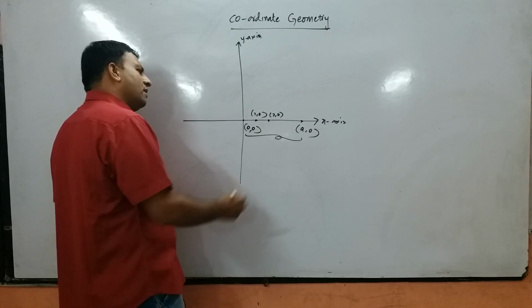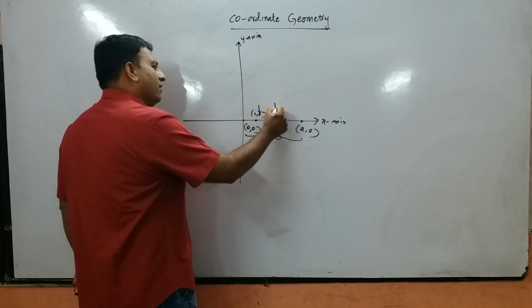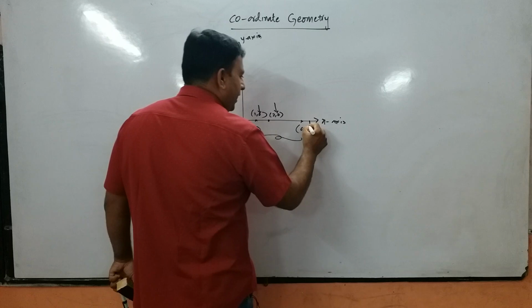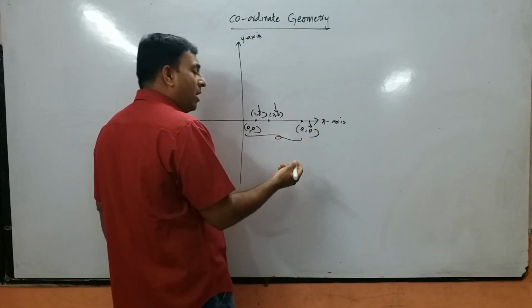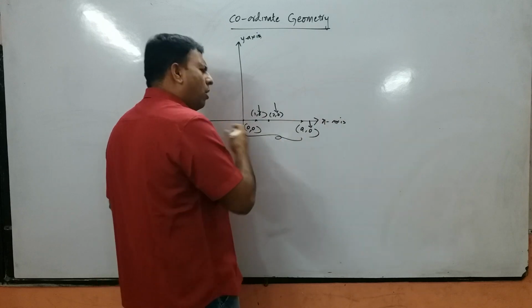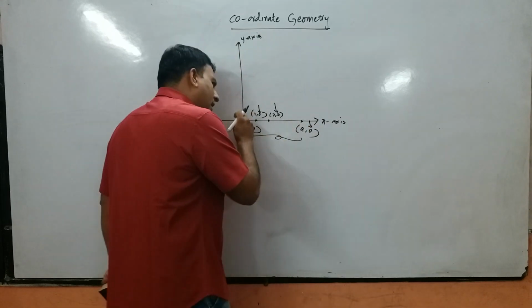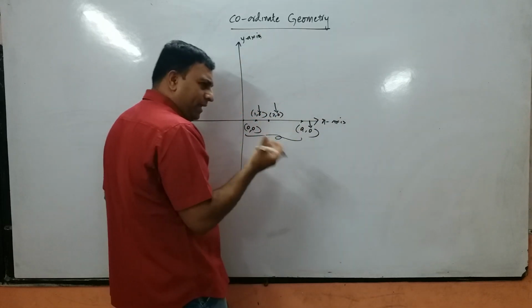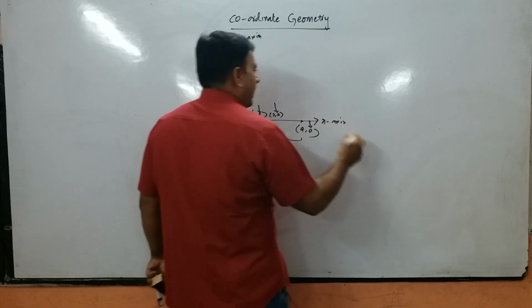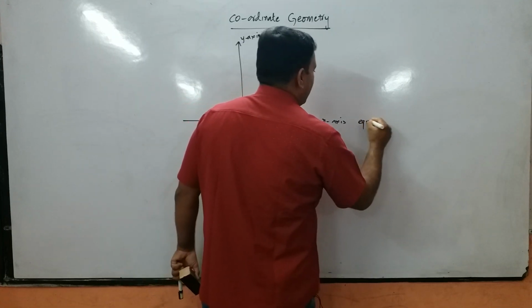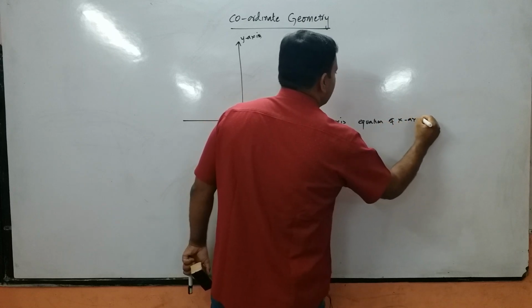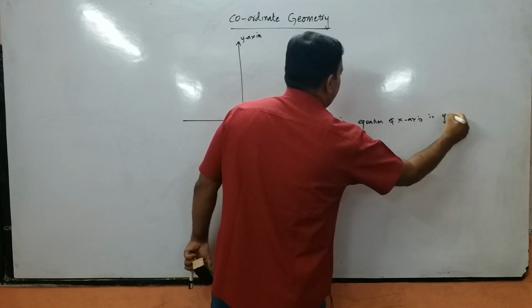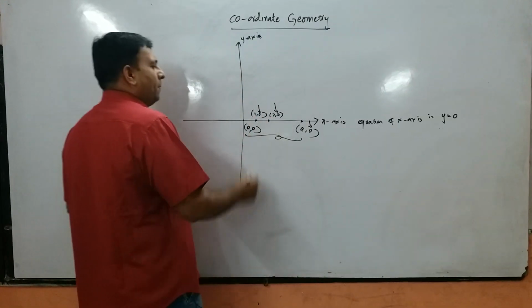What did you observe, children? That here, everywhere, the y coordinate is 0. If the y coordinate is 0, then that will become a common property of all the points. And the collection of all points is called a line. So, I will write the equation of x-axis is y is equal to 0.